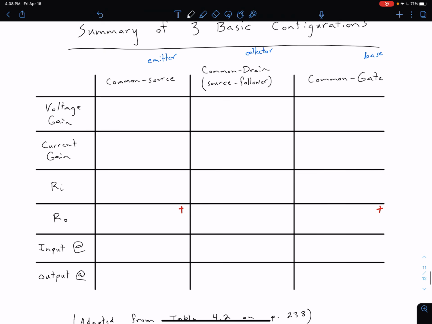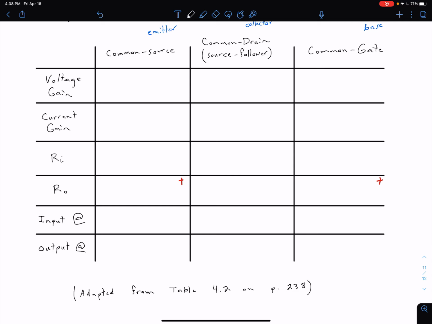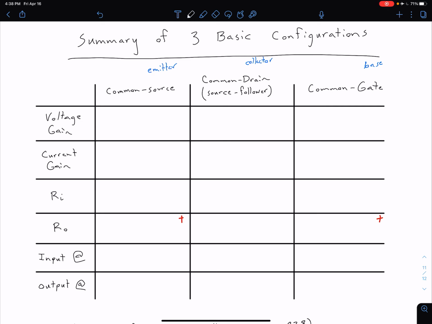And so let me also note that this is adapted from table 4.2, which is on page 238 of the textbook. So let's start by looking at our common source. We're going to be in this first column over here. Our common source circuit, it turns out, is going to have a voltage gain greater than 1. And so that's similar to what we saw with our common emitter configuration for our BJT. For our current gain, it turns out that we're not actually going to have a current gain, and we'll talk about why that is a little bit later.